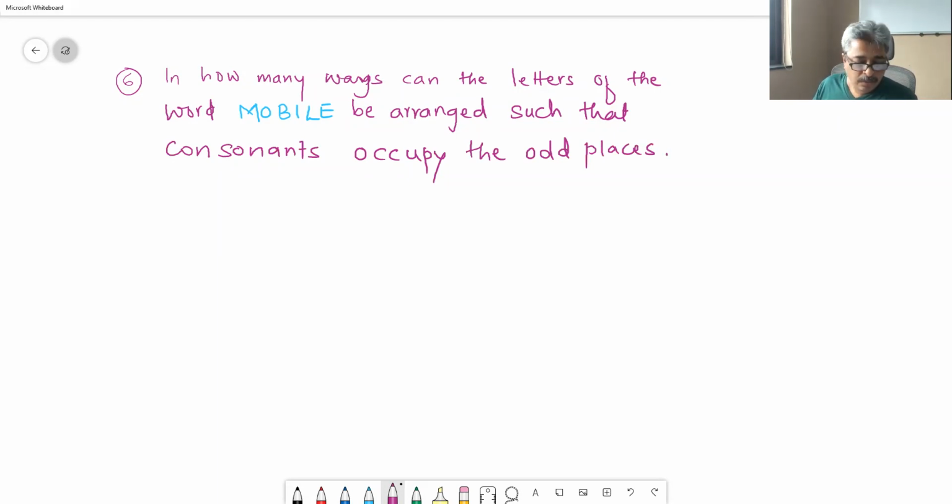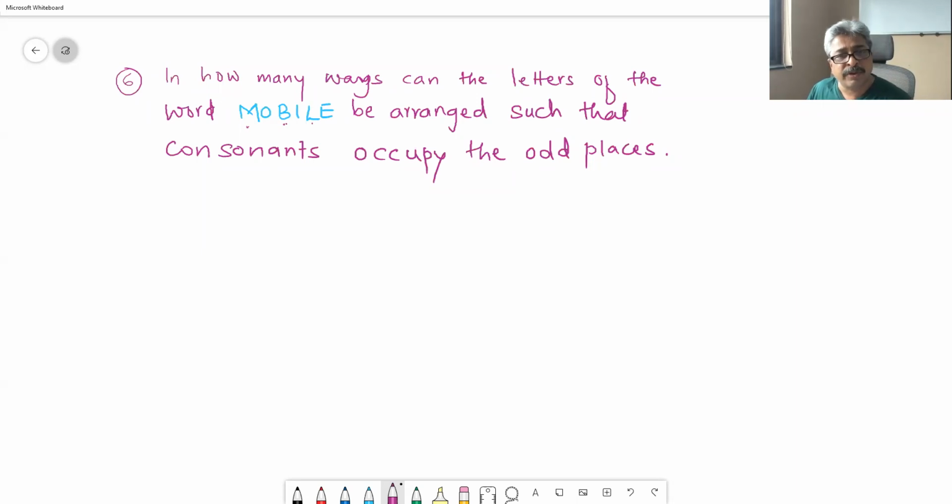Okay, now which are the consonants? M, B and L. They are at odd places in the word mobile right now also. First place consonant, consonant, consonant? So in how many ways can we arrange them?